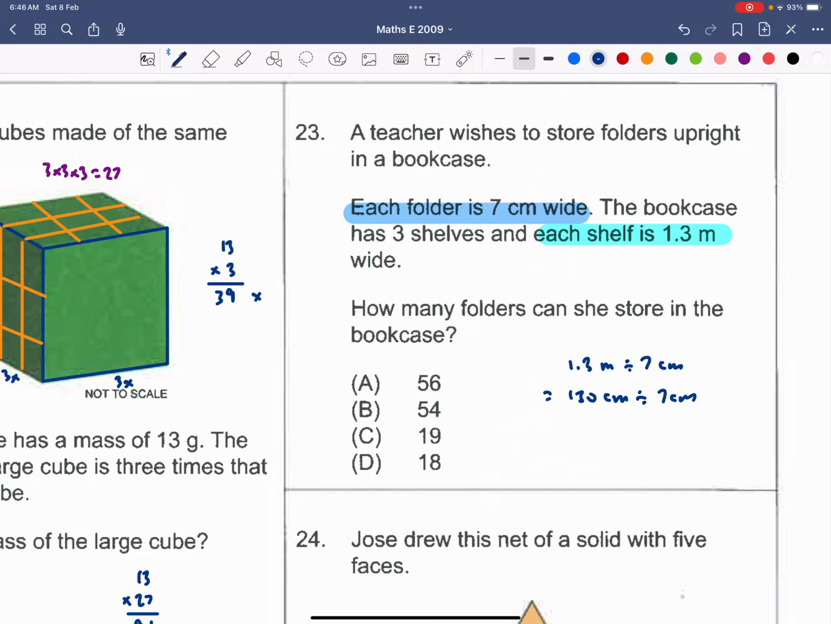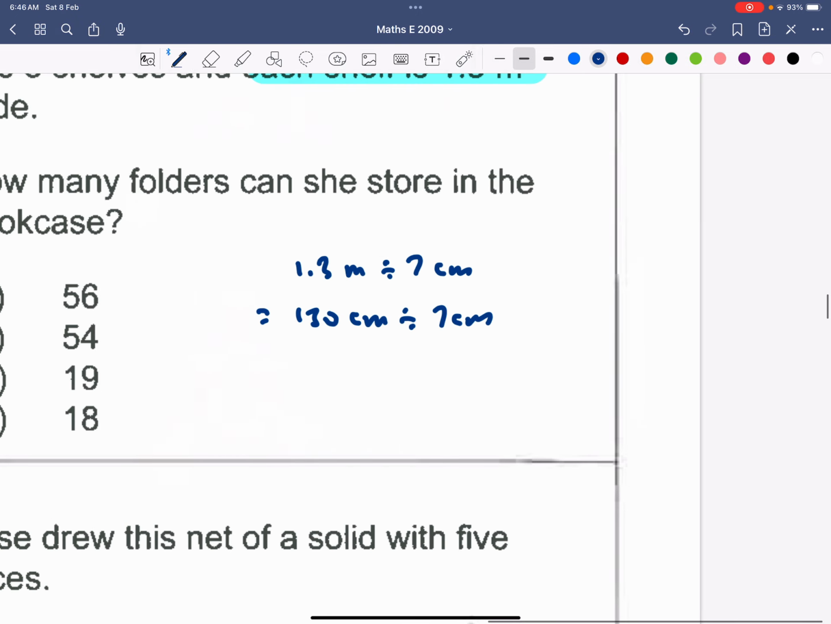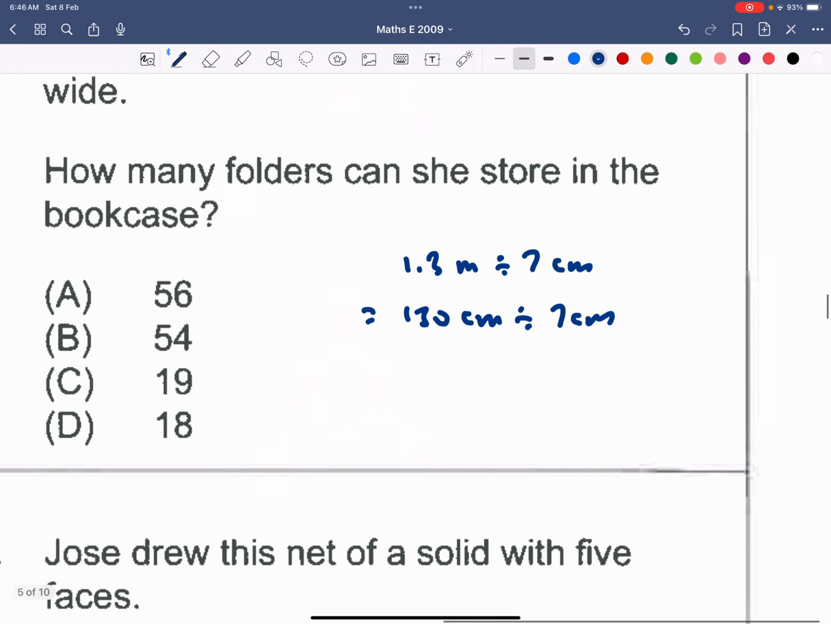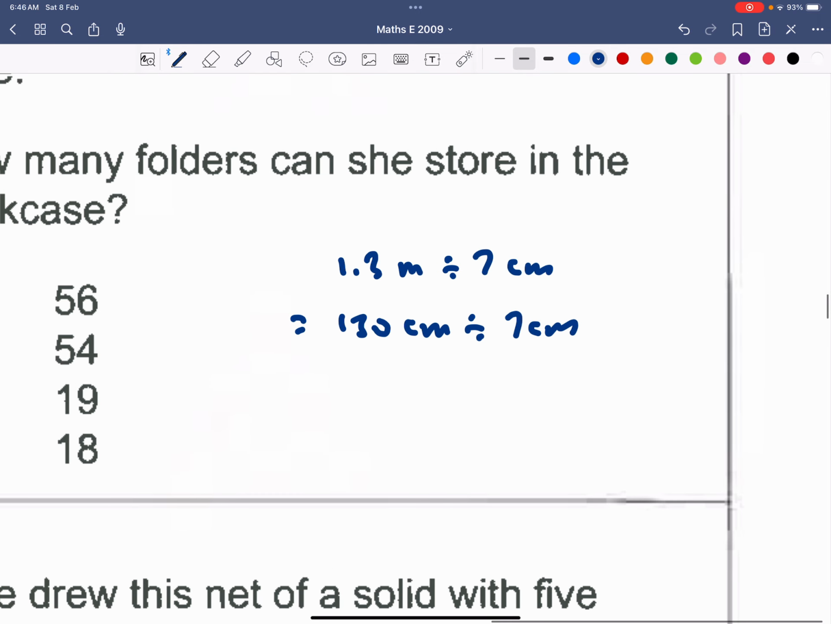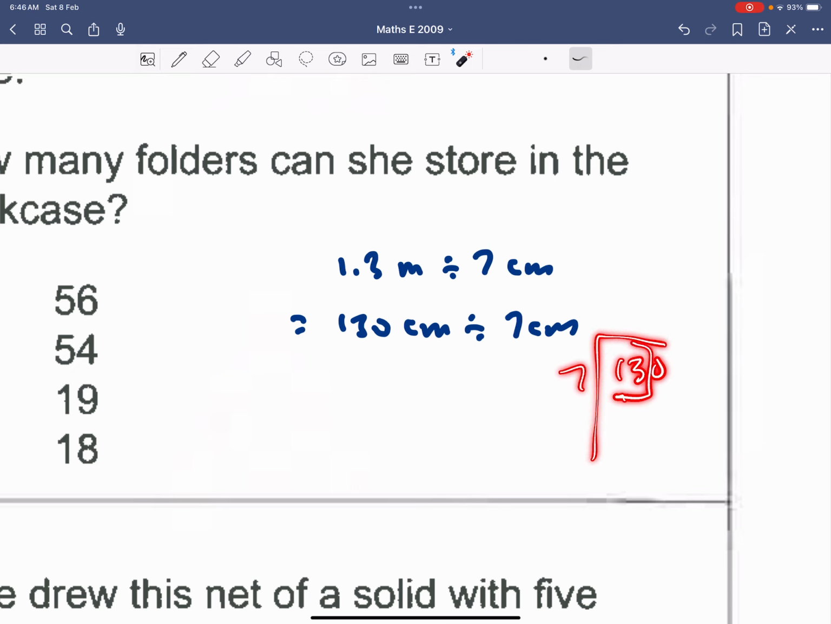How many times can you put 7 into 130? How many folders can you put in one shelf? So let's have a look, guys. What's close? I don't think 7 goes into 130 exactly, but we can get close. First, let's do 130 divided by 7. It's a bit hard to do the division, but it's still doable. Let's do it.